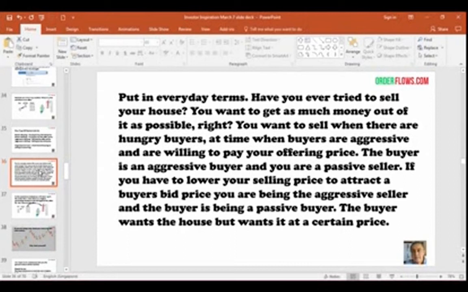So if you decide to do that, you're the aggressive seller because you're going to his price. He's the passive buyer. He could take it or leave it. If he gets filled, okay. If he doesn't get filled, okay. He's happy to wait for the market to come to him. He's being passive. So in every transaction, there's always going to be passive buyers, passive sellers, aggressive buyers, or aggressive sellers. And they're all going to be matched up one way or another.